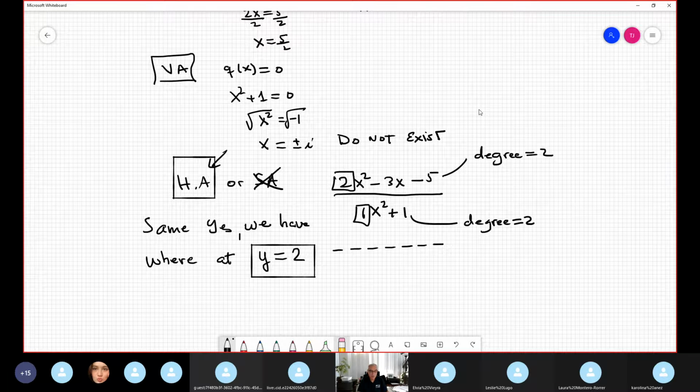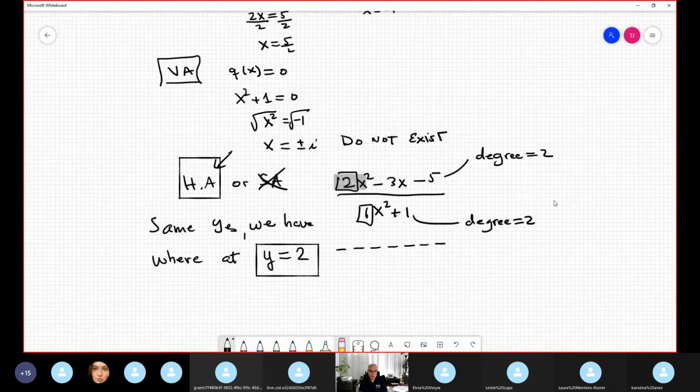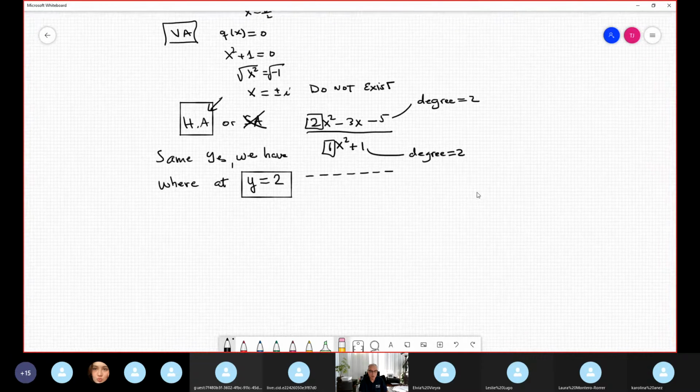One more thing. Let me try to see if the curve crosses or not this horizontal asymptote. How do you determine that? Well, easy. You take the original expression.